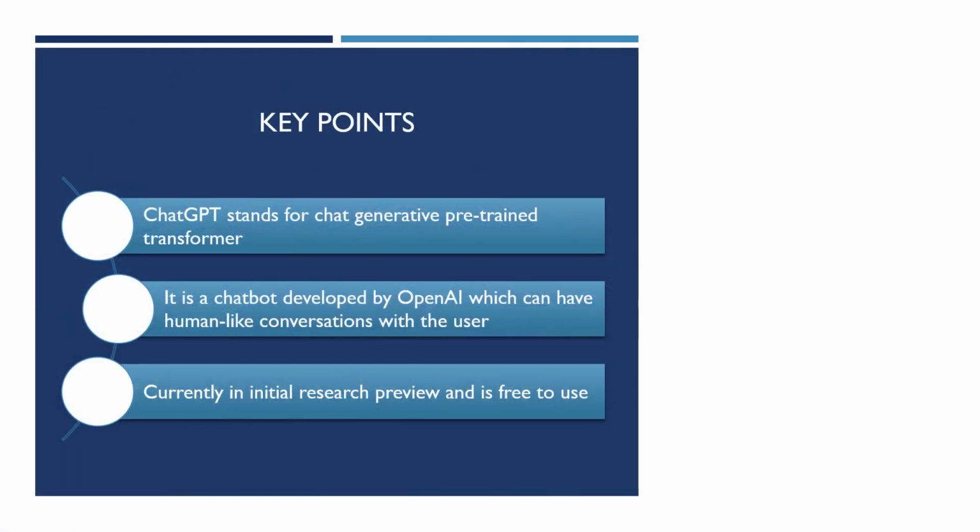ChatGPT stands for Chat Generative Pre-trained Transformer. It is a chatbot developed by a company called OpenAI, which has the ability to have human-like conversations. Basically, you can ask a question via text and it will give you a response in a manner that you would do it with another person.